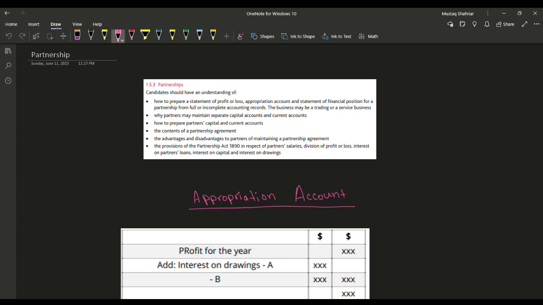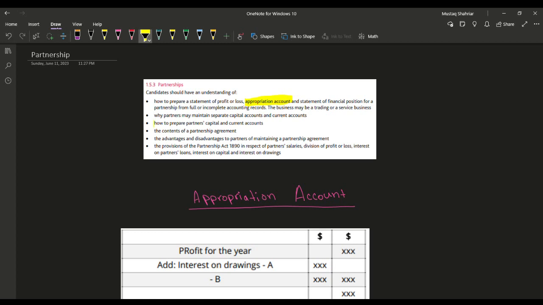Today we'll be going through the 9706 accounting syllabus, and we'll be covering 1.5.3 Partnership. If you're watching this video, I'm expecting you have already learned how to prepare a profit and loss account and also a statement of financial position. If you haven't, please watch my other videos on the statement of profit and loss and financial statements, because in this video I'll be talking specifically about appropriation accounts.